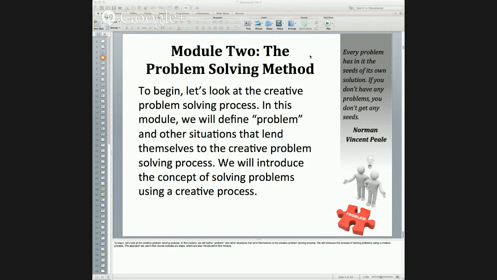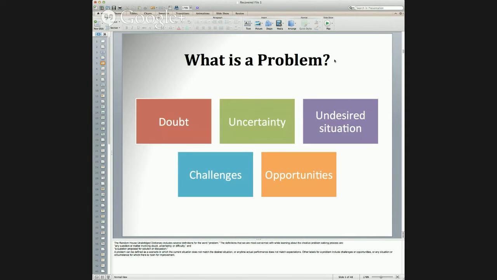What is a problem? When you hear the word problem, what comes to your mind? Let's look at this quote by Norman Vincent Peale. Every problem has in its seeds of its own solution. If you don't have any problems, you don't get any seeds. So what is a problem? What comes to your mind when we say problem?